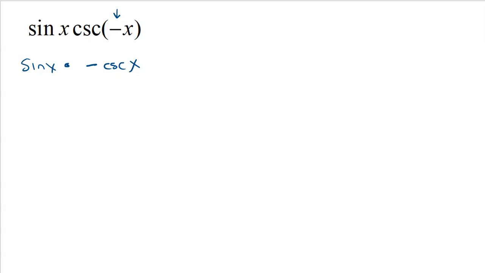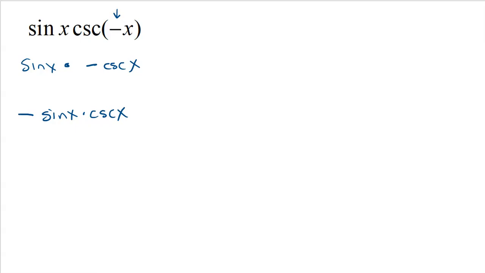Now, again, I have multiplication. Multiplication you can do in any order you want. So I'm actually going to move this negative sign out in front. So that's negative sine of x times cosecant of x. And you may say, well, wait a minute, you said it's negative cosecant, not negative sine. Yeah, it's multiplication, guys. It's a negative 1. I put it anywhere I want.